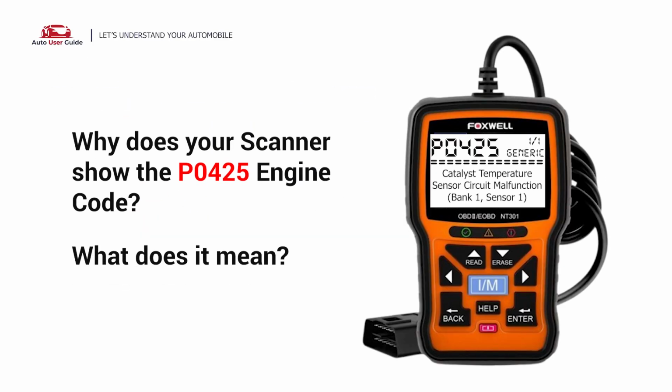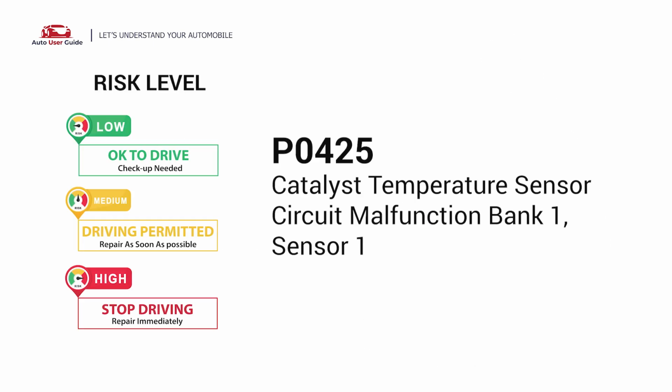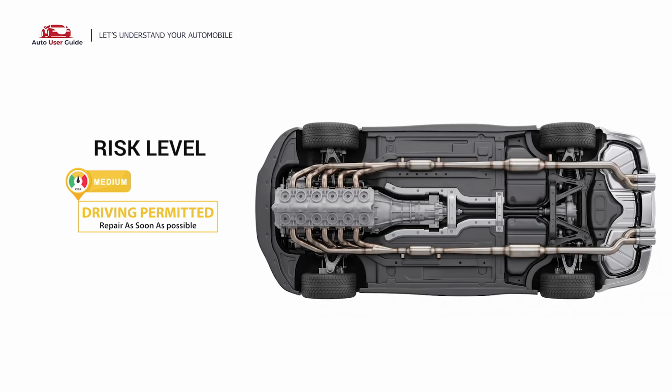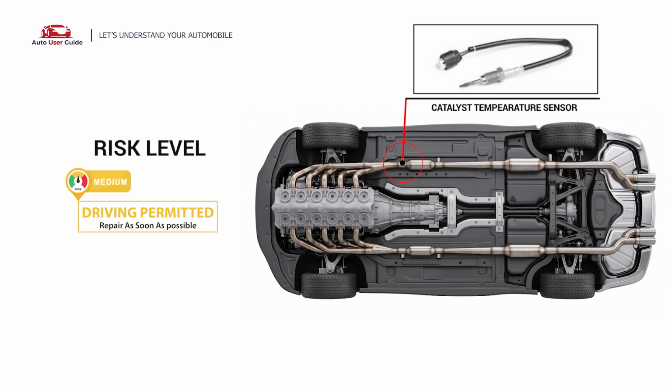Why does your scanner show the P0425 engine code? What does it mean? P0425 is a diagnostic trouble code for catalyst temperature sensor circuit malfunction, Bank 1, Sensor 1. The P0425 engine code indicates that the engine's powertrain control module, PCM, has detected an irregular or missing electrical signal from the converter. Under this circumstance, short-distance driving is permitted, but your vehicle should be repaired as soon as possible.